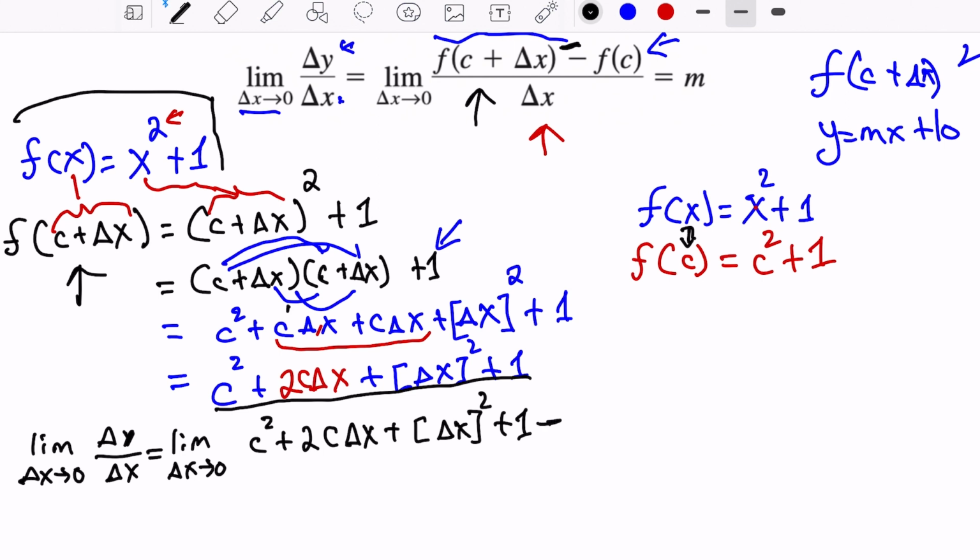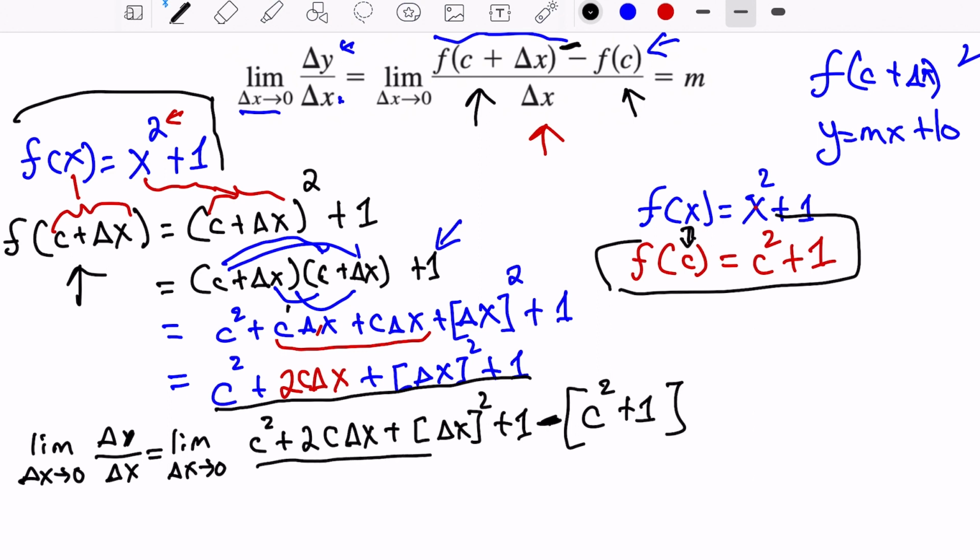I have a minus sign, and then I encourage you to always use square brackets after the minus sign on any kind of term, just to make sure that you distribute the minus afterwards. So here's my minus f of c, and I know that f of c is here already. So all I need is the end result, which is c squared plus 1. And this is all over, based on the definition here, delta x. Okay, so I need to continue.